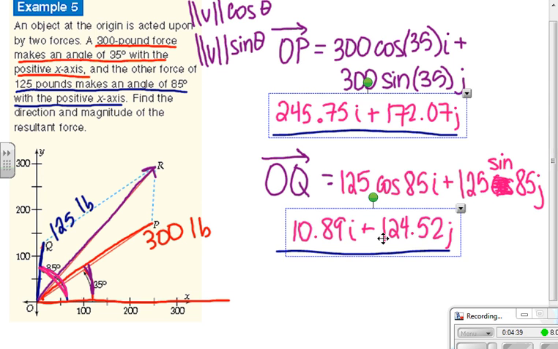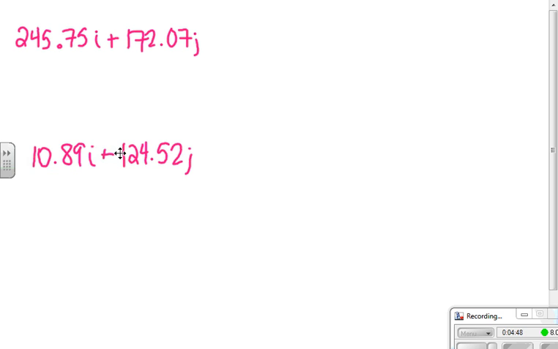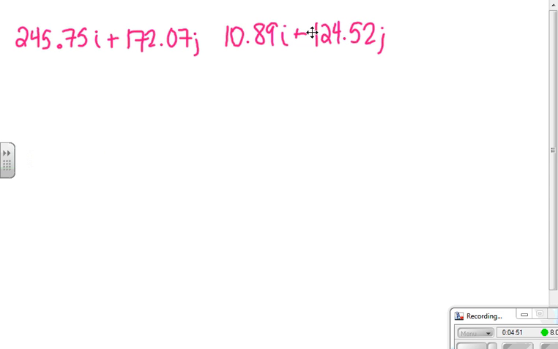Let's see, so we've got this one and this one. Let's go to a new page. So I've got these two right here, and I'm going to add those together, because what I'm really finding out is the vector OP plus vector OQ. So combine like terms, combine my i's, and then I'm going to go back and combine my j's.